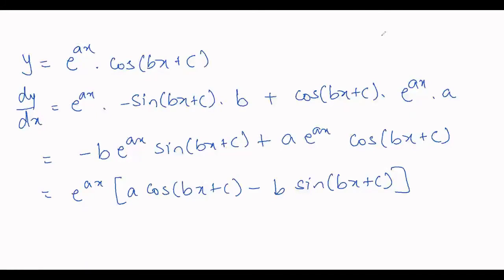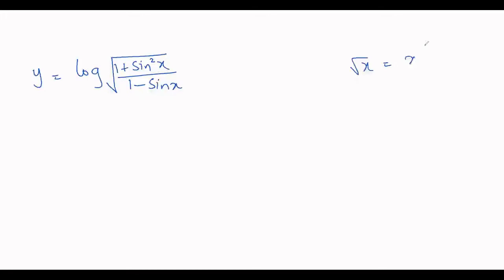Next question. y is equal to log square root of 1 plus sine squared x divided by 1 minus sine x. Now, root x can be expressed as x power half. Suppose I had log of root x. I can write this as log of x power half. Applying the power property, log of x power k is k log x, so I can write this as half log x. So, this is one property.